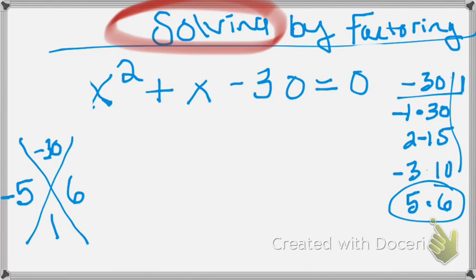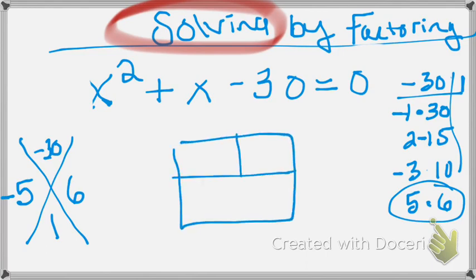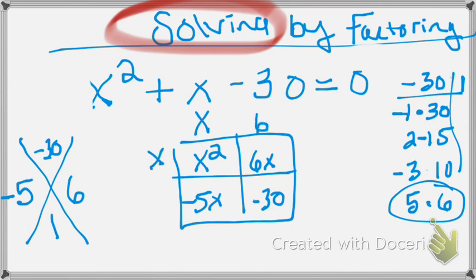All right, so what I'm going to do is put this into my box: x squared, negative 30, negative 5x, and 6x. Now I'm going to divide. x is going to go here, 6 is going to go here, x is going to go here, and negative 5 is going to go here. Why? Because I have a negative sign right here that needs to carry outside.